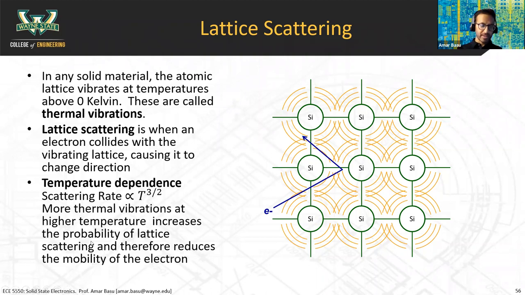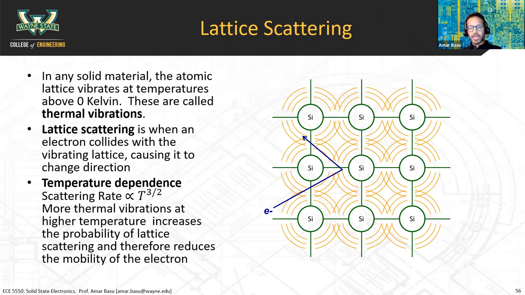There's, of course, a temperature dependence, because the higher the temperature, the more vibrations you have, and therefore the higher the probability of scattering. Basically, the mobility goes down as a function of temperature. Scattering rate goes up, mobility goes down.